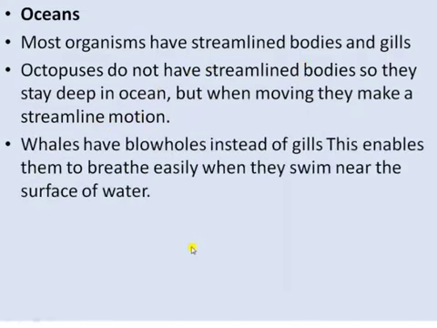Whales have blowholes instead of gills, and this enables them to breathe easily when they swim near the surface of the water. For example, mammals like dolphins and whales do not have gills to breathe in water, so they have lungs. They breathe through the blowholes present on the upper part of their head. These animals come to the water surface from time to time to breathe oxygen from the air.